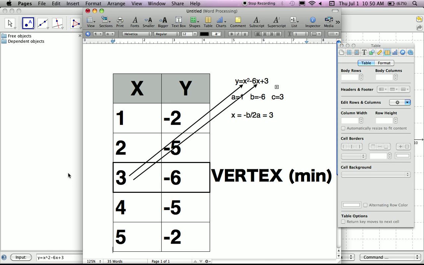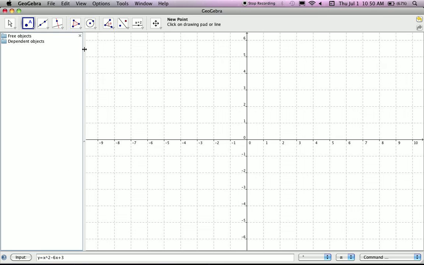Let's plot some of these points. So let's plot 3, -6 first. Here's 3. Here's -6. Plot. Let's go ahead and plot 2, -5. 2, -5. 4, -5. Now, are you seeing how they're symmetrical?